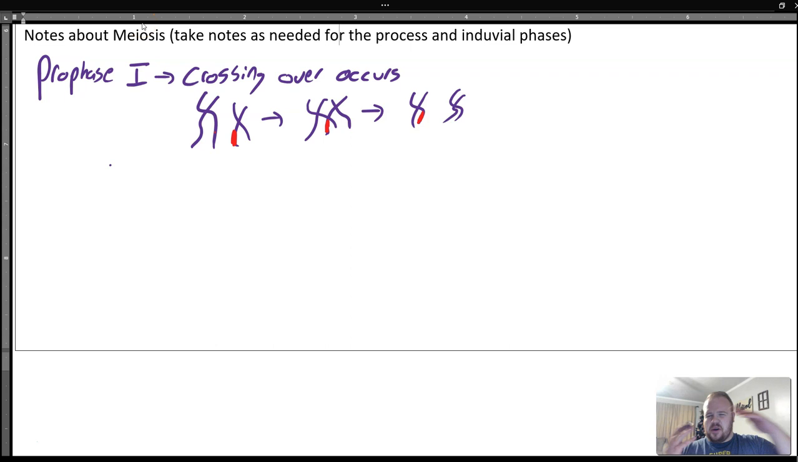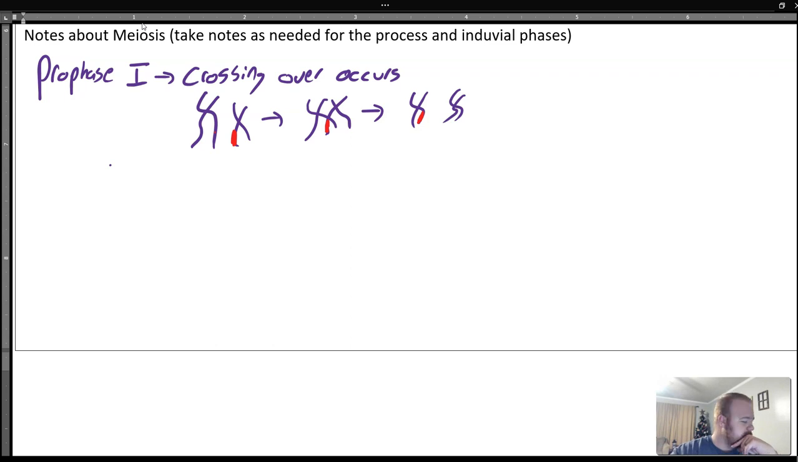It all comes down to location, like with most mutations. But Prophase 1 is a key note you need to be aware of: Prophase 1 is when this occurs. You may not see a very specific AP exam question related to that, but it might be something out there on a quiz or something like that. It's a very easy question to ask.